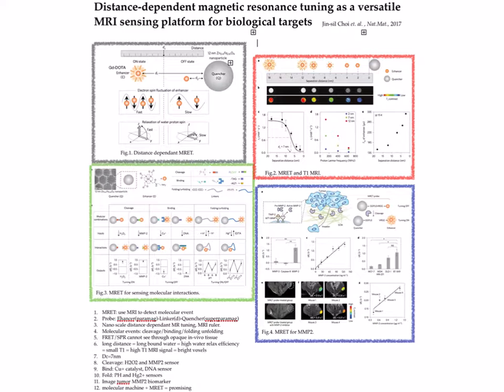In the same way, you can bind it to a DNA chain or a protein chain. This is actually a DNA chain, and it is very sensitive to the pH value. In acid conditions, the DNA chain will fold. So if you add Q and E at the two ends, they will be folded together, and in the T1 image you will see quite a low signal.